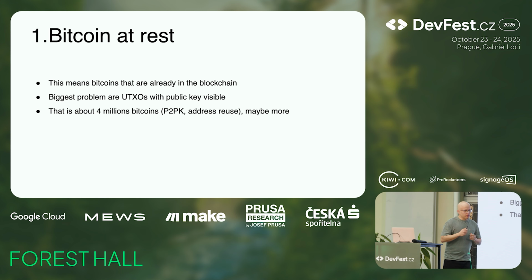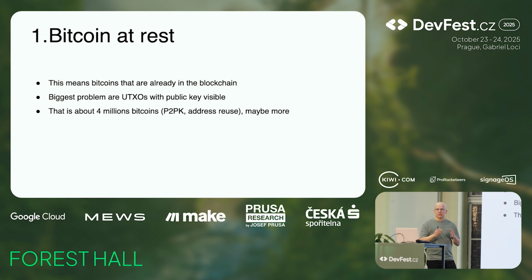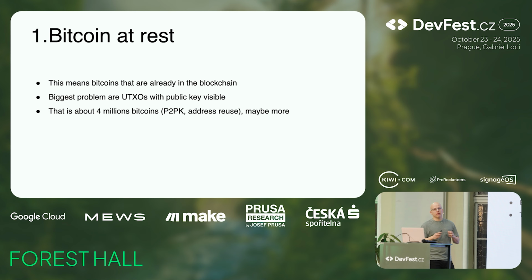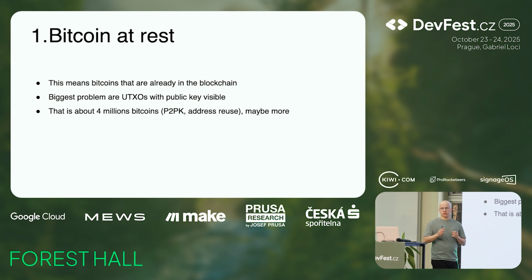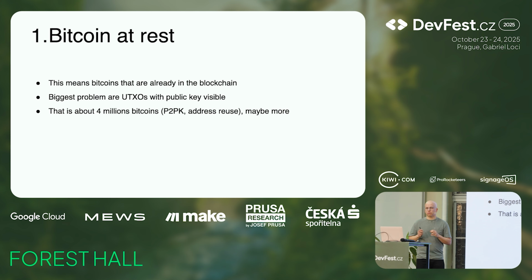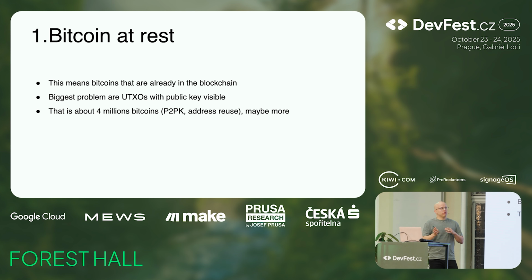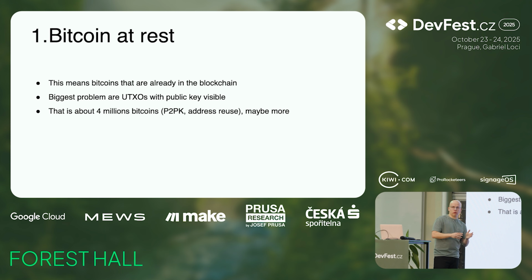But the biggest problem here are addresses that reveal their public key. Again, this is kind of where it gets difficult, but in Bitcoin you have more types of addresses, and in some addresses these public keys are hashed, so they are not visible until you spend them. But a few years ago, or at the beginning, we didn't do this. We didn't hash the public key. So meaning the public key is visible on the blockchain.